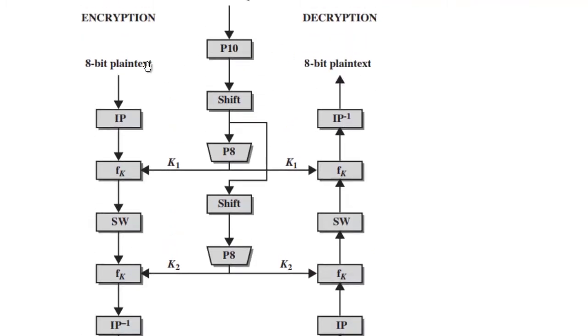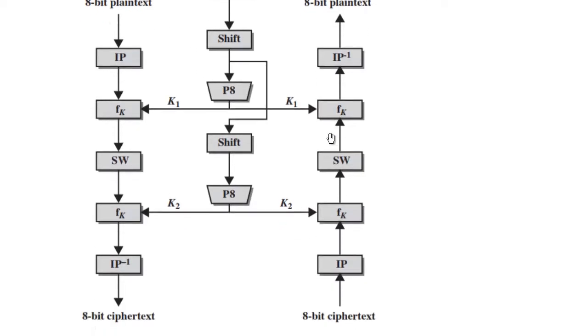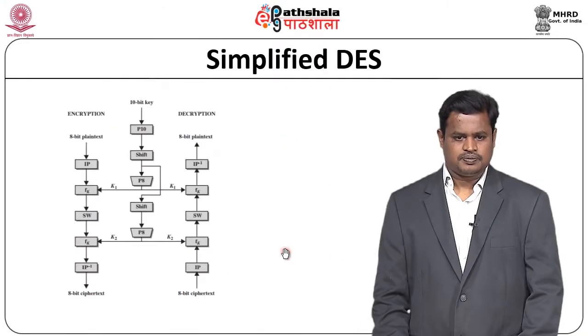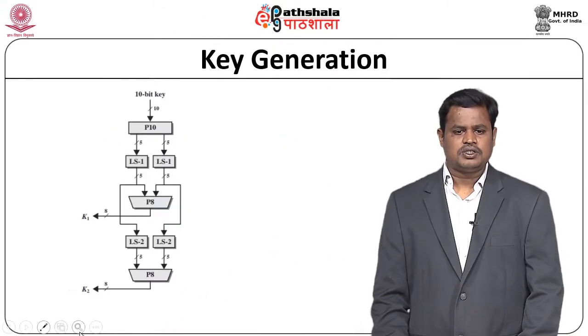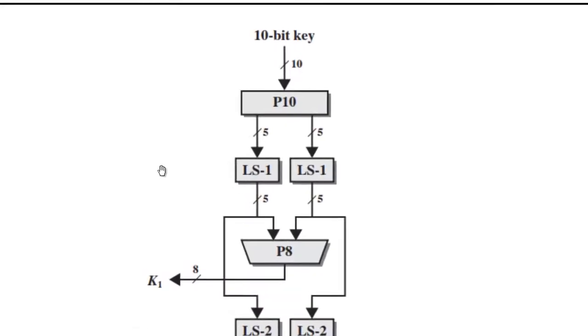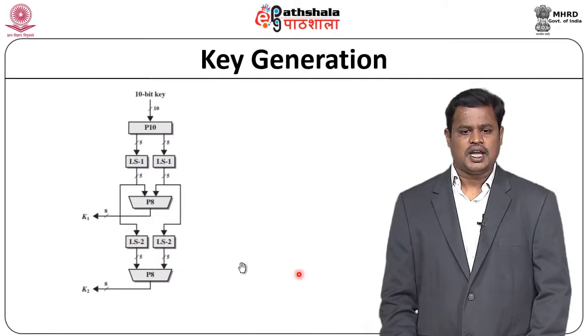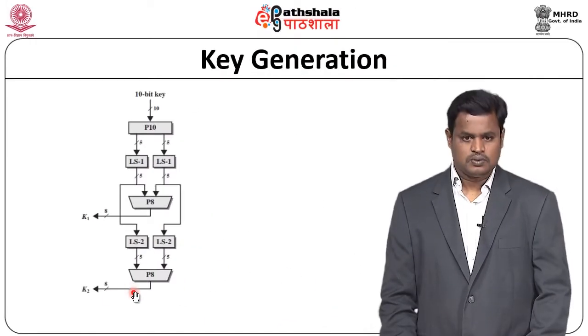So, here the way it works is that I give plain text as an input, and similarly I get the output as plain text, but here you can see the 8-bit ciphertext. The key generation process, as explained, uses left shift 1, then similarly left shift 2. So we can see that it is going to generate the K2.